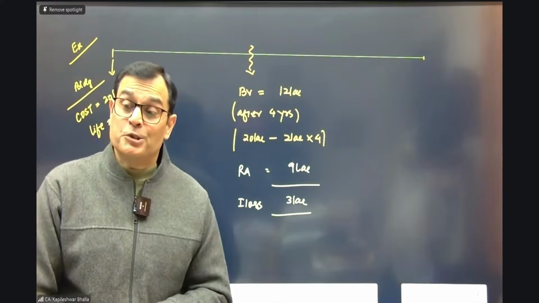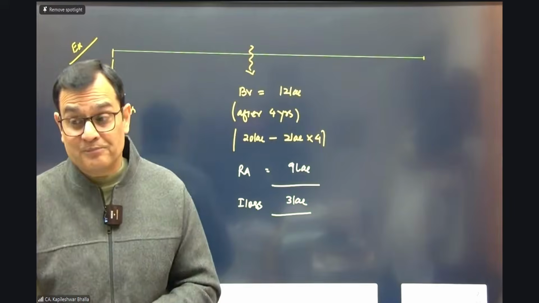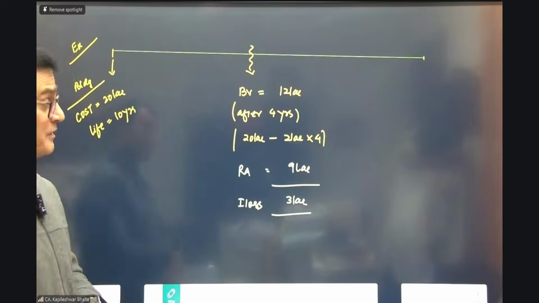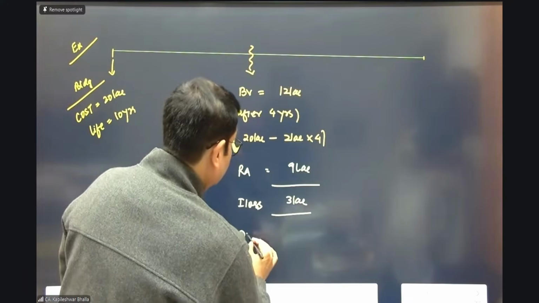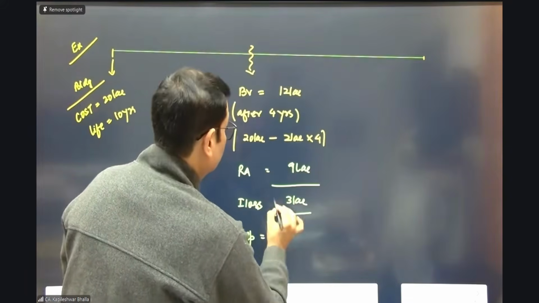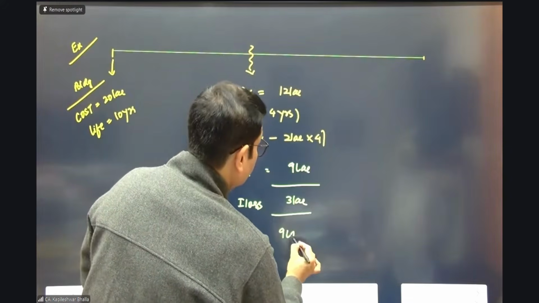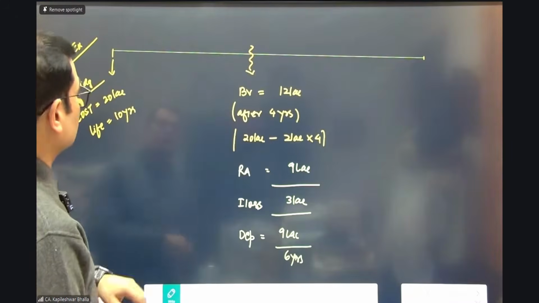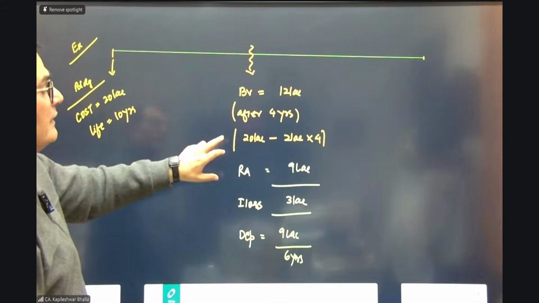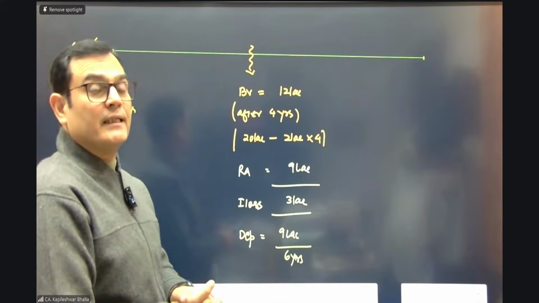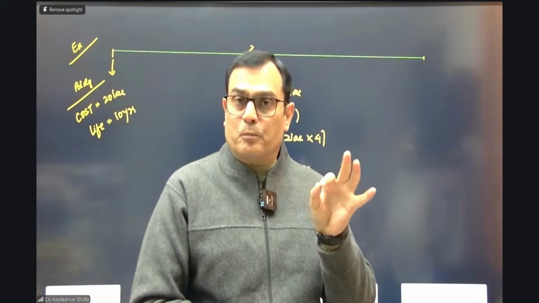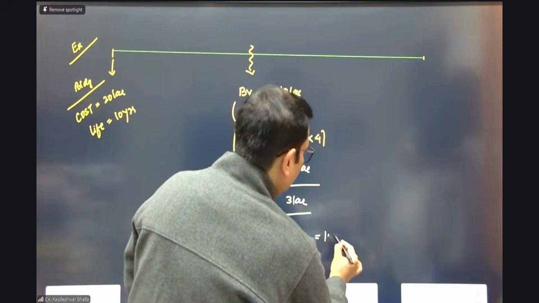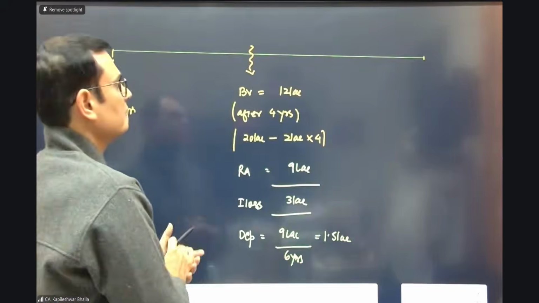Will the depreciation change after this? So will there be a change in terms of depreciation post this? Yes. So can I say I am going to spread my depreciation on 9 lakhs over the remaining life of 6 years? Because out of 10 years, 4 years have already elapsed. So we can say the remaining life of the asset is 6 years. So spread this amount over the remaining life and we get a depreciation of 1.5 lakhs.